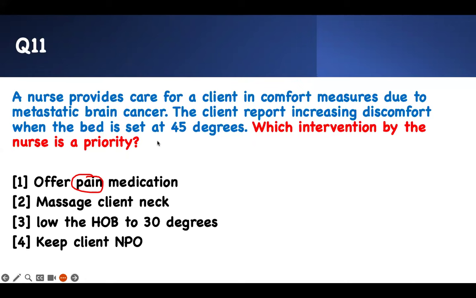You want to massage the neck because it's weak? This is not a muscle problem. You want to lower the head to 30 degrees? Well, it may still hurt. The best is a priority. If 45 degrees they can't, and they're already having a rattle sound when breathing, they're more likely to aspirate. So keep them NPO. This one is a test-taking strategy. If you can't sit up with the head up, then you should keep them NPO. Otherwise, they will aspirate silently.